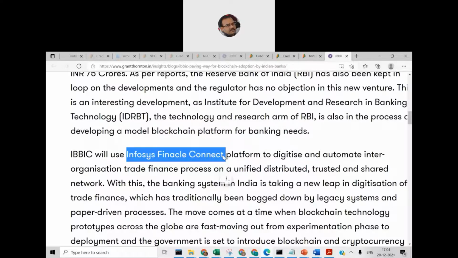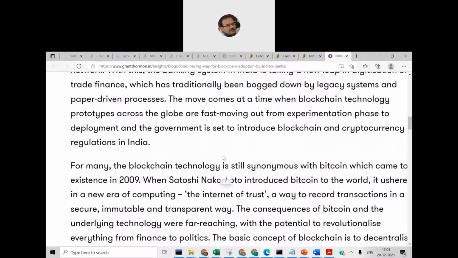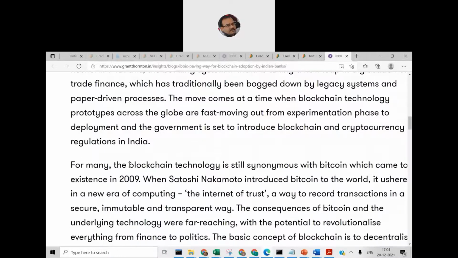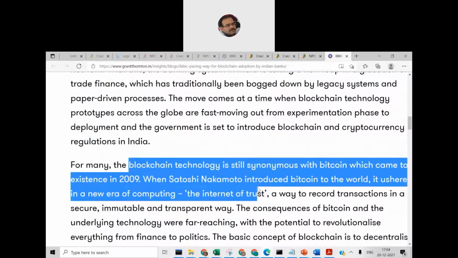If these banks buy the software from European companies, then it will cost a lot. But at almost 1/10 of the price, Infosys has designed and developed this software called Finacle, and it's widely used across all the banks in India right now. And then they started the discussion about the blockchain technology when it was introduced by Satoshi Nakamoto, because the entire concept of IBBIC is based on this blockchain part only.